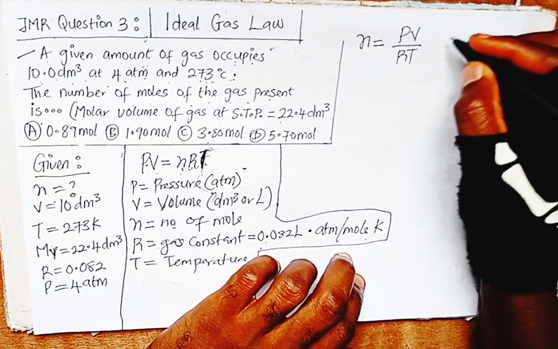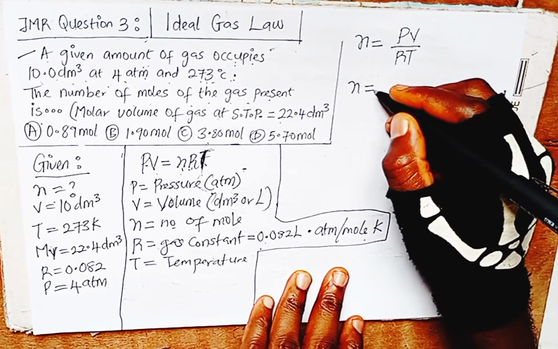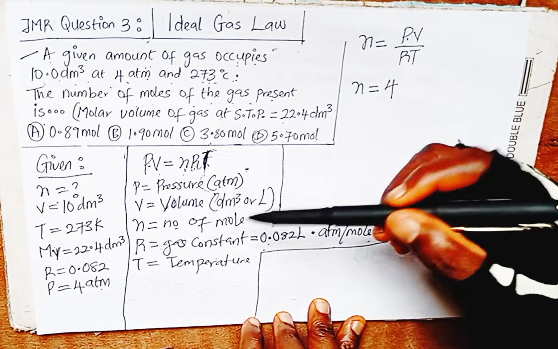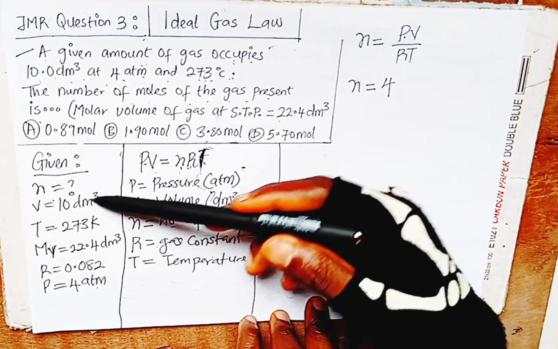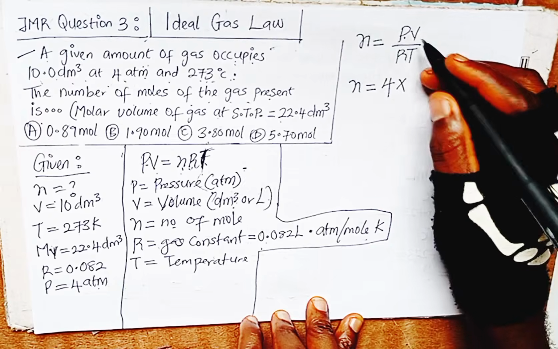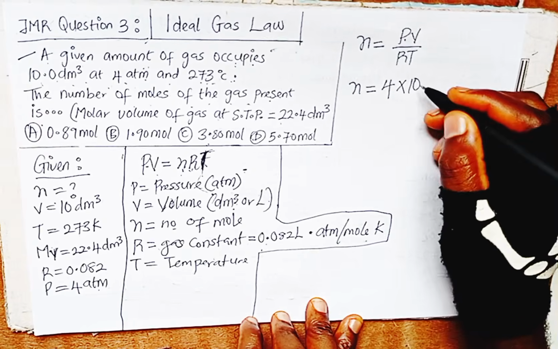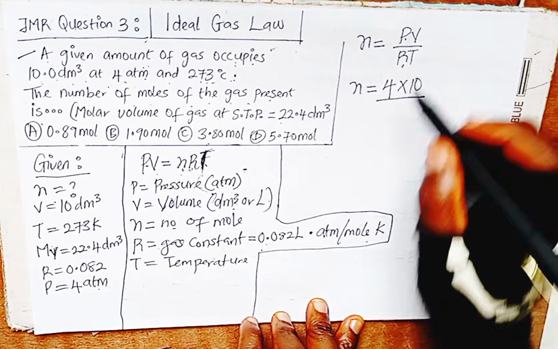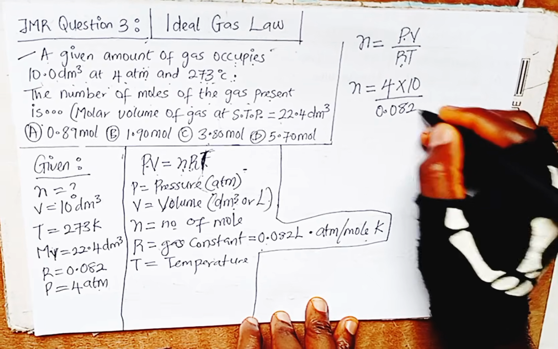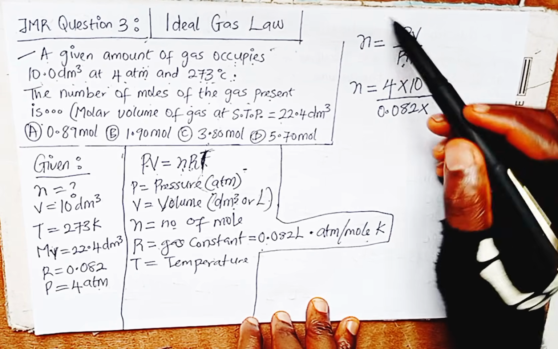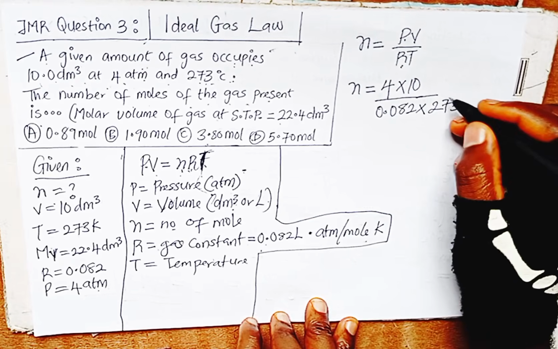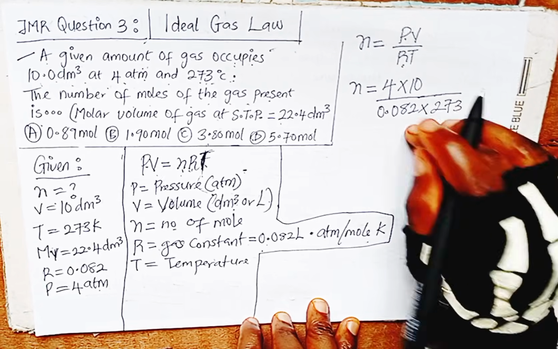So substituting into it, N is equal to what? What is P? P is 4 atmosphere. Remember, let it be in atmosphere. Volume must be in decimeter cube or liter. If you compare everything, you see that everything tallies. So times V. What is our V? Our V is 10, over R, which is 0.082, times T, temperature. What's our temperature? 273. That's our temperature. All right, so we are going to simplify now.